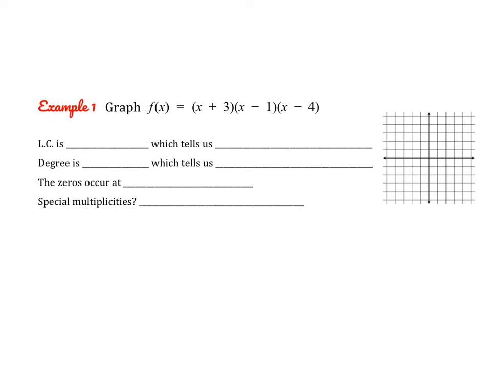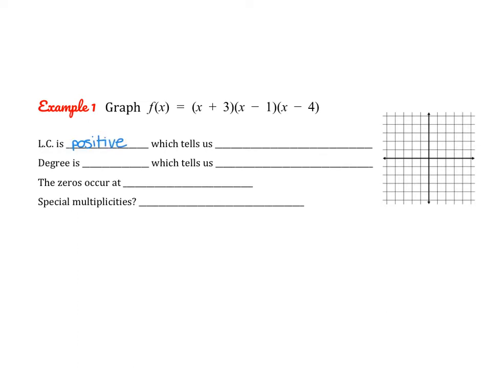Okay, let's have a look at example 1. So here we have a function that is in intercept form, or it's in factored form, which is really nice for us. But we have x plus 3, x minus 1, and x minus 4. So the first thing we're going to look at, remember, is the lead coefficient. So the lead coefficient would be any number right here, and really we only care if it's positive or negative. So in this case, you can see that our lead coefficient, we could call it positive 1. So we'll say our lead coefficient is positive.